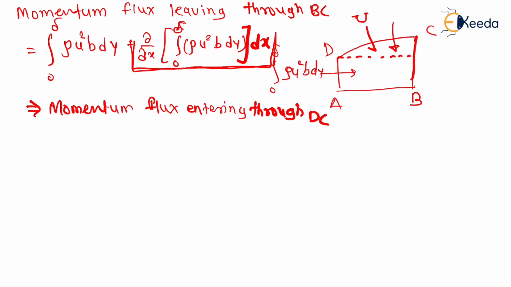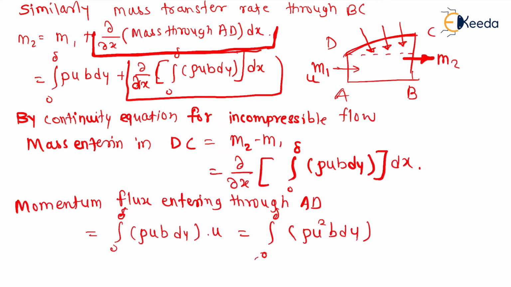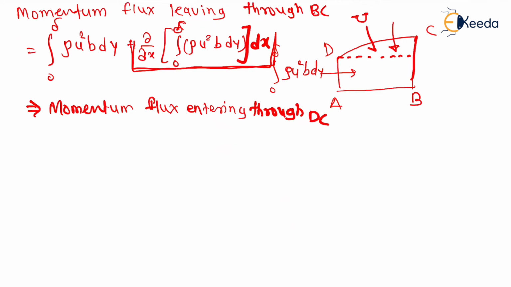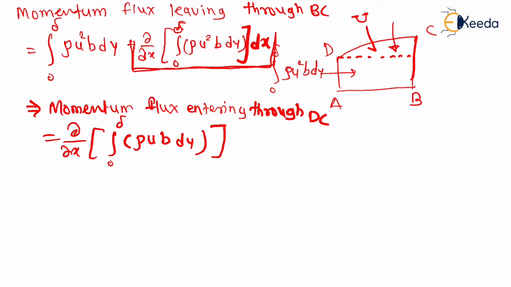Momentum flux entering through DC. Through DC, the velocity entering is at capital U, so it can be written as ∂/∂x of 0 to del rho u b dy dx into this capital U.